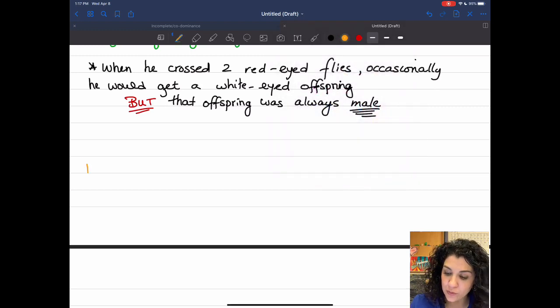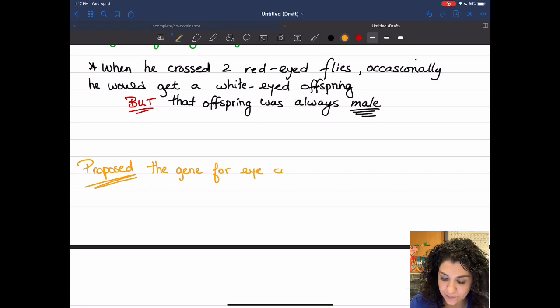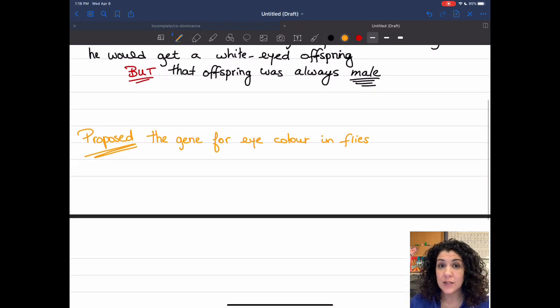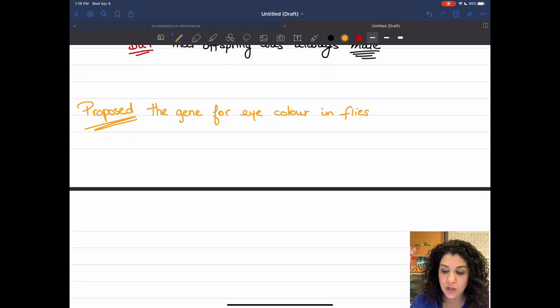So what did he propose? He proposed that the gene that controls eye color in flies, not in humans, is found on the X chromosome. In humans, interestingly enough, there are 13 different genes that control your eye color. So we tend to simplify and say brown versus blue, but it's actually a lot more complicated than that.